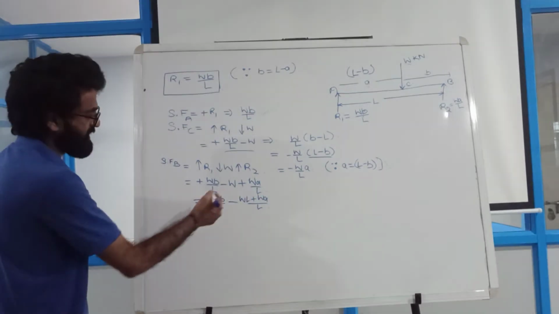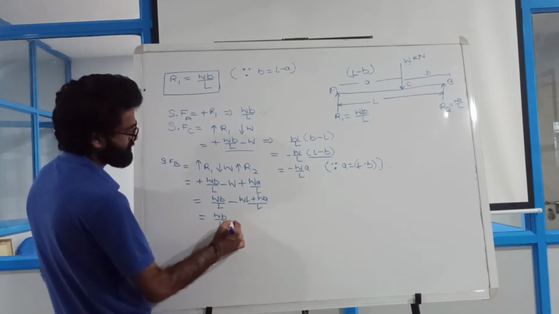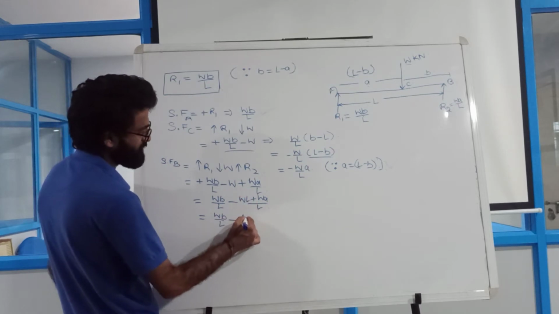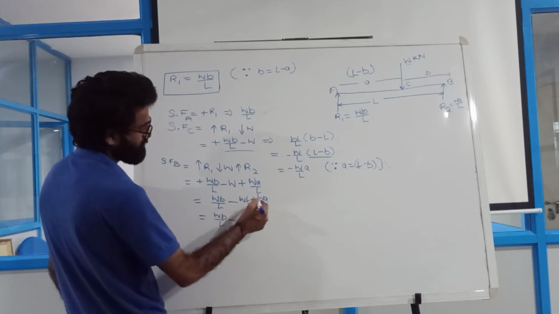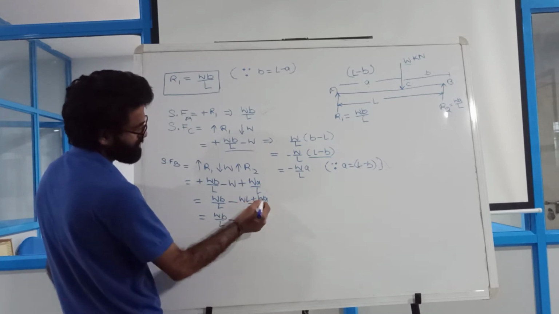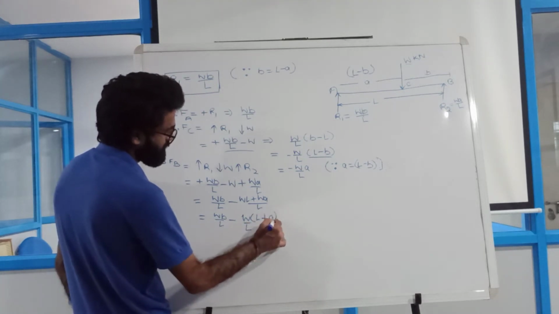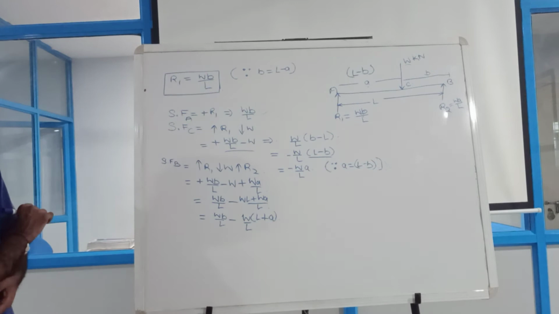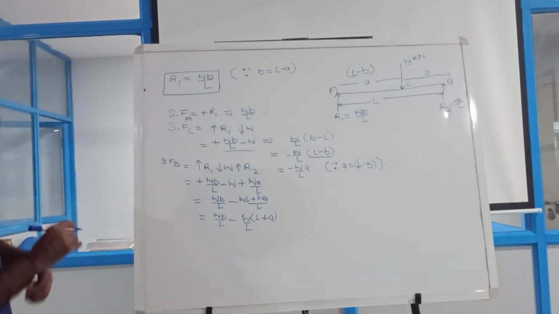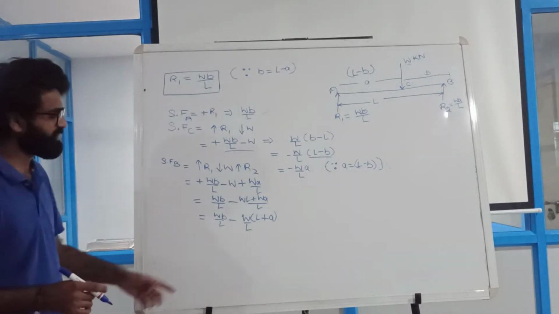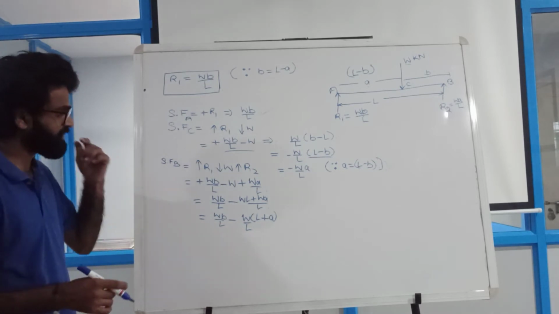If I take the common outside, then this will become WB by L, and this will be minus, and W will be common, so W into L, this will be coming here, W is going to be taken out common, and WA divided by L. So this particular value I am going to get over here. Okay, so now I got this particular value. Now let us simplify this again. So what am I going to get after the simplification again?